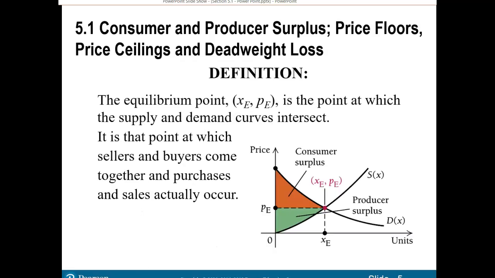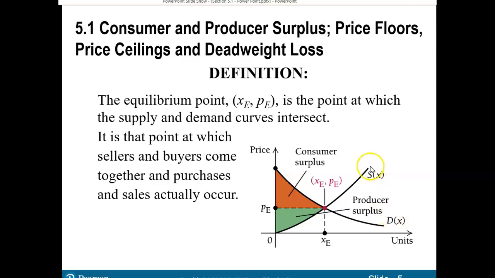All right, the equilibrium point, the ordered pair (x sub E, P sub E), is the point at which the supply and demand curves intersect. Typically we'll want to find producer and consumer surplus at the equilibrium point. This is the point at which sellers and buyers come together and purchases and sales actually occur.